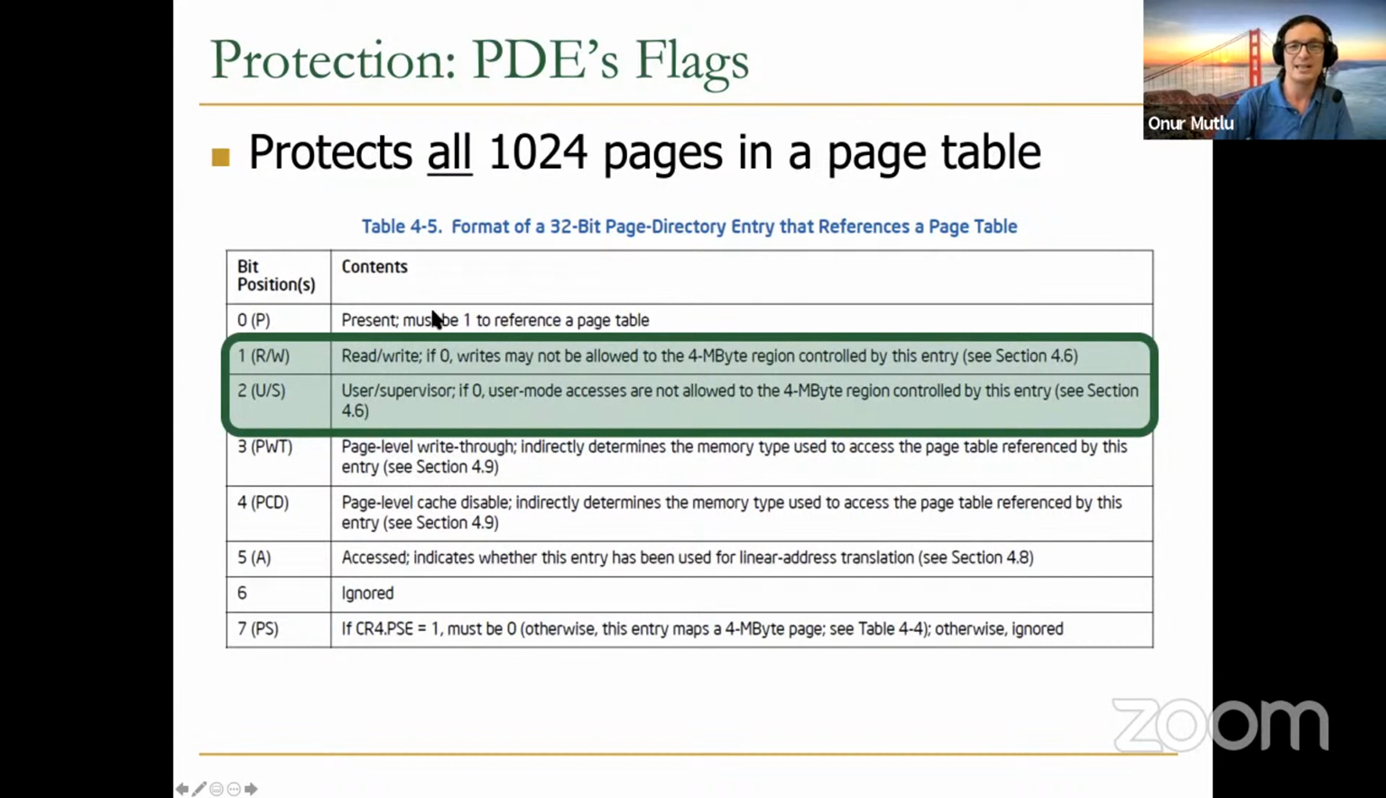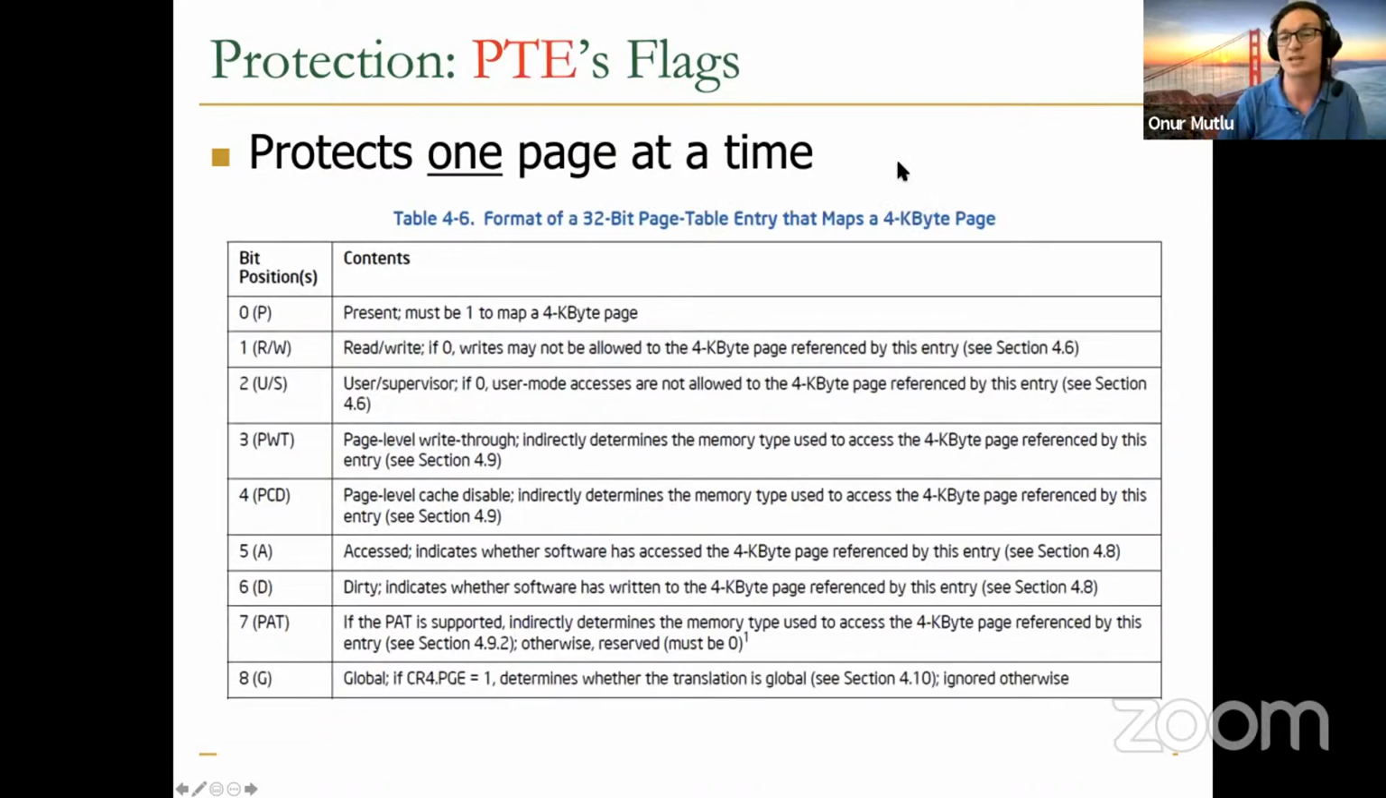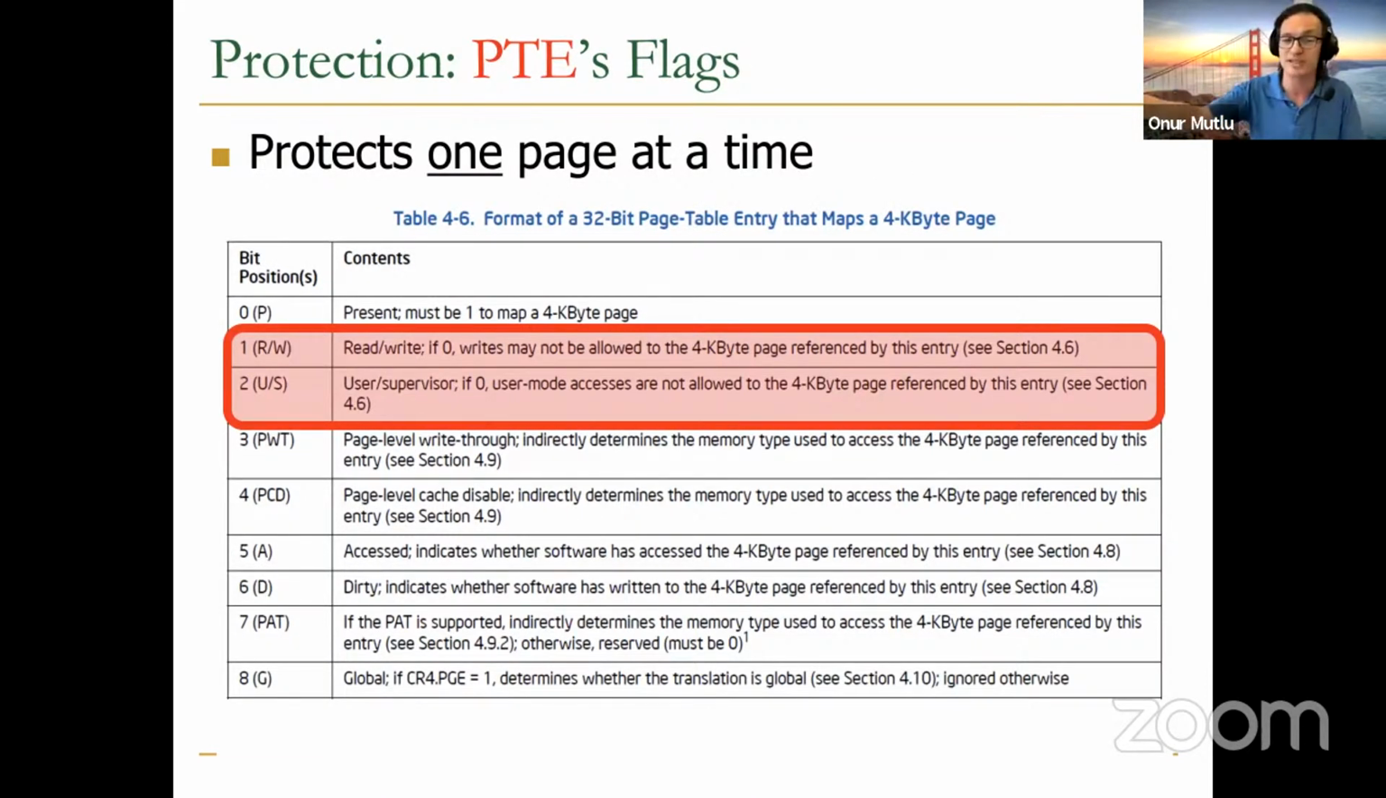And this is the PDE. The PDE protects all 1024 pages in a page table. This is the first level page table. And then the PTE protects one page at a time. So you have multiple levels of protection when you have multi-level page tables. That's another benefit of multi-level page tables: you can get multiple granularity of protection to some limited extent.